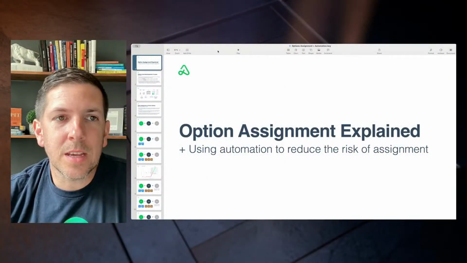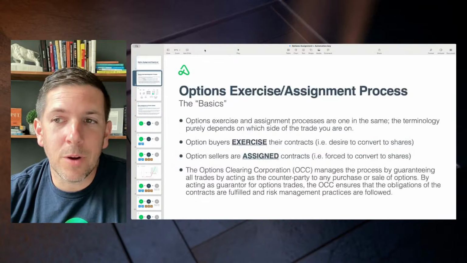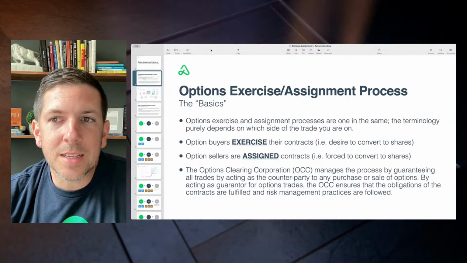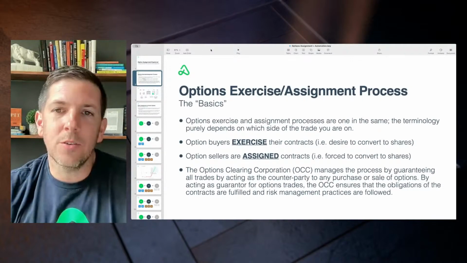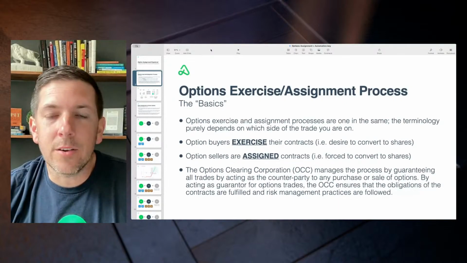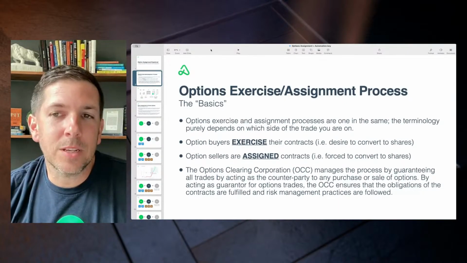We'll go through this. I hope this will be helpful just to go through this process. If you're new to options trading, even if you've been around for a while, I don't think a lot of people know this process or understand it. So here's how it works. The exercise and assignment process is basically the same thing. It just depends on what side of the trade you're on. You will hear people say, I was assigned or I'm exercising or whatever the case is. It's the same thing that's happening. It just depends on what side of the trade you're on.